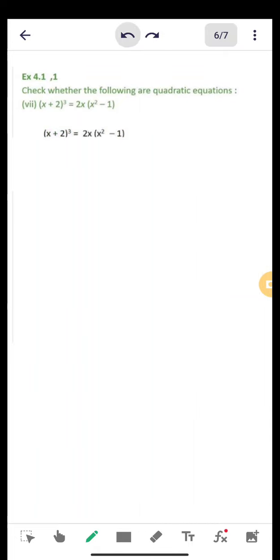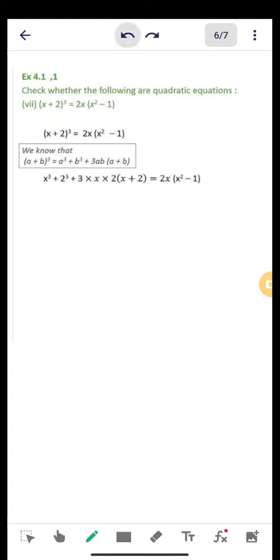Applying that same formula here, (a + b)³ for the left hand side, what do I get in place of a? a is x, b is 2. So a³ becomes x³, b³ becomes 2³, and 3ab is 3 into x into 2, then into (a + b), which becomes (x + 2). So in place of a and b I am putting x and 2. That's all. Further simplifying this, x³, 2³ is 8, 6x into (x + 2).